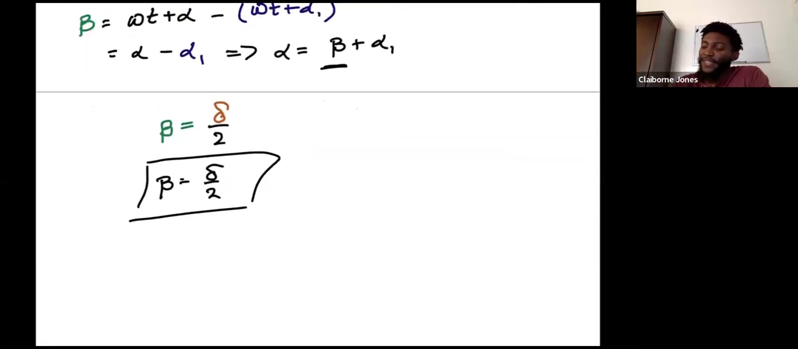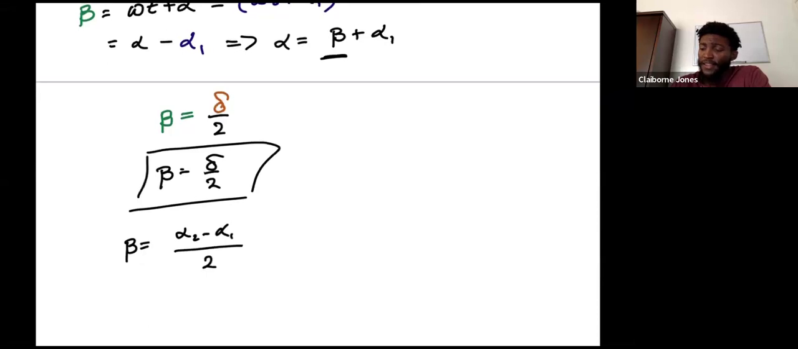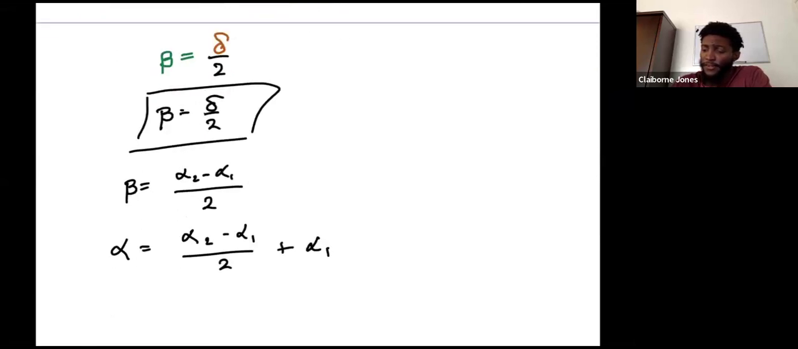But now that we know that's what beta is, what was delta? Delta was alpha 2 minus alpha 1. So beta is going to be alpha 2 minus alpha 1 divided by 2. And now, if we want to find out what alpha is, this is alpha 2 minus alpha 1 divided by 2 plus alpha 1. What does that equal? I'll write it out because I don't want to lose anyone.